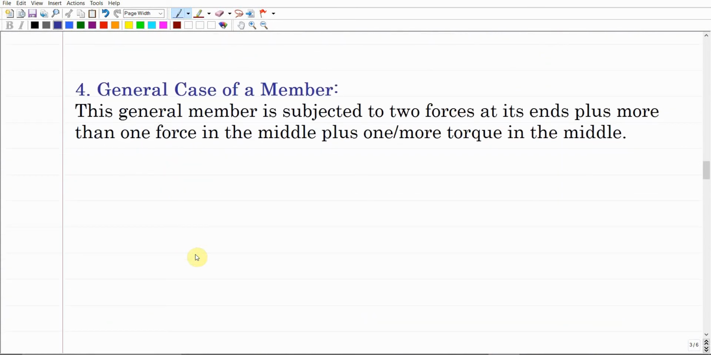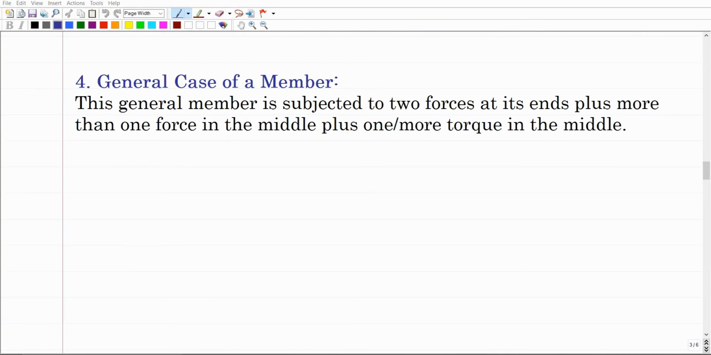How about if we have a member that is subjected to some forces at the ends, plus many forces in the middle, plus torques? Everything is included in one member. So this is the most general case, right? Because it is a little bit lengthy, I had to explain these simple cases first: the two force member, then the two force with couple, then the three force member. So we're going to use what we already fixed up there for the general case of a member.